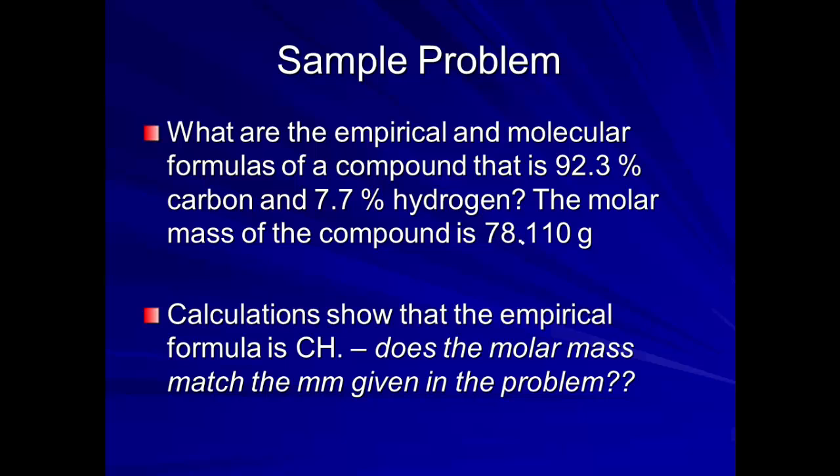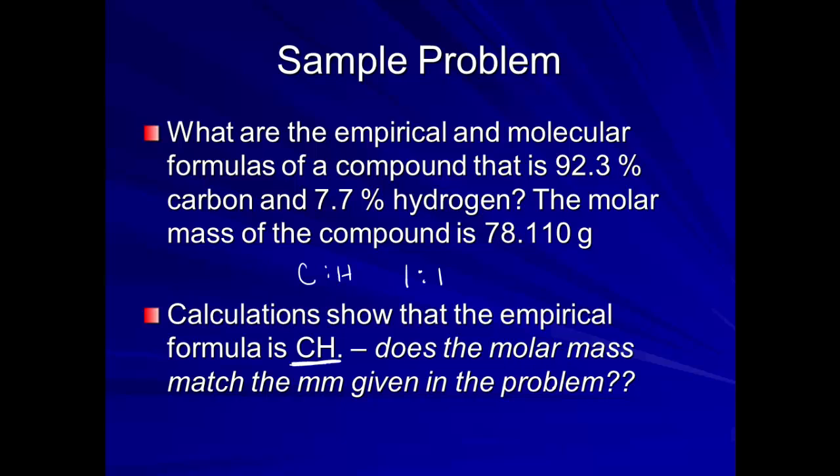What are the empirical and molecular formulas for a compound that is 92.3% carbon and 7.7% hydrogen? The molar mass of the compound is 78.110. Now, calculations show, if you go through the process of percent to mass, mass to mole, divide by least, multiply till whole, that the empirical formula is CH. So the ratio of carbon to hydrogen has to be a 1-to-1 ratio. That's what the empirical formula tells us.